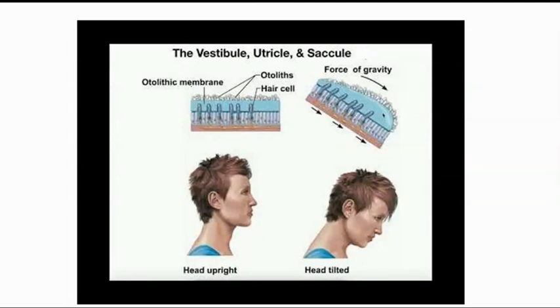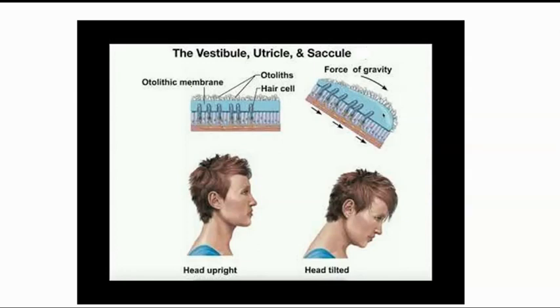So all these are the functions of the parts of the inner ear. The inner ear consists of the cochlea. The cochlea is the organ involved in hearing, whereas the equilibrium of the body is maintained or sensed by the vestibular part as well as the semicircular canals.